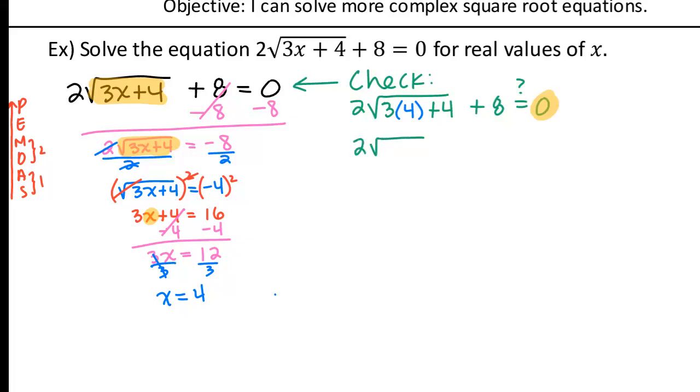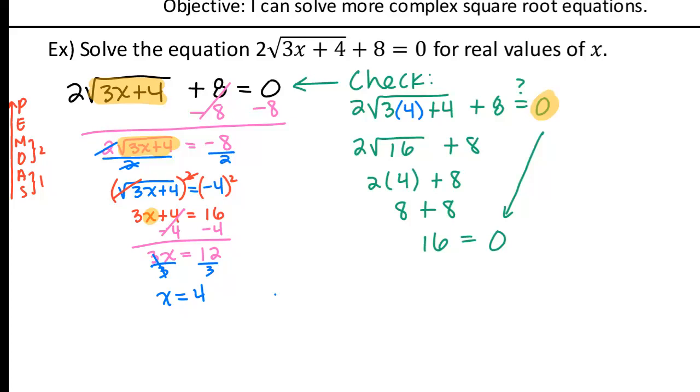That's going to be 2 times the square root of what? What's 3 times 4? 12. And 12 plus 4 is 16. And what is the square root of 16? What number multiplied by itself gets you 16? 4. Thank you. And 2 times 4 gives us 8. And 8 plus 8 is 16. Does that equal 0?